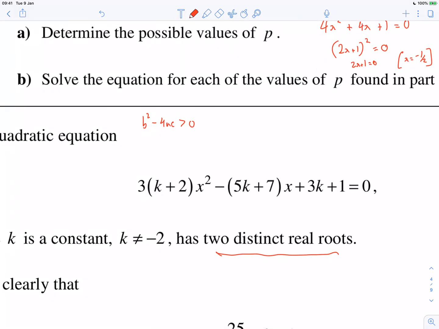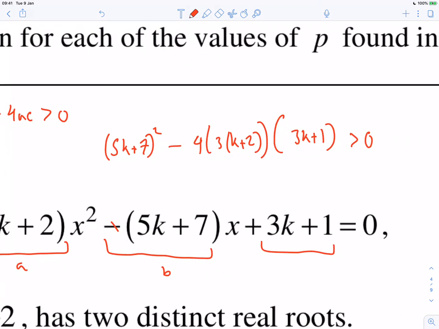Right, okay, so what is b squared? This is b. So if I square it, minus minus becomes a plus. So I'm going to have 5k plus 7 all squared, minus 4 lots of a, and a is this thing. So that's 4 lots of 3 lots of k plus 2. And c is this thing, the constant term, which is 3k plus 1. It's not adding, that's timesing, you silly boy. It's 4ac. That is greater than 0.